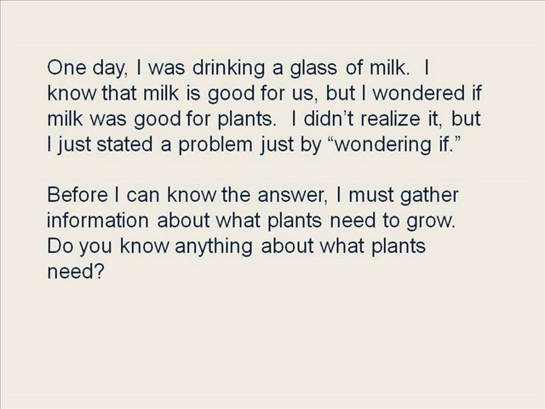For number 2, we talked about gathering information. So before I can know the answer, I'm going to gather information about what I either know or may not know yet about what plants need to grow. So do you know anything about what plants may need to grow? Some examples might be water, sunlight, soil, and carbon dioxide. If you already knew these things, the gathering information portion is pretty easy. You're just tapping into the prior knowledge that you already had inside your brain.